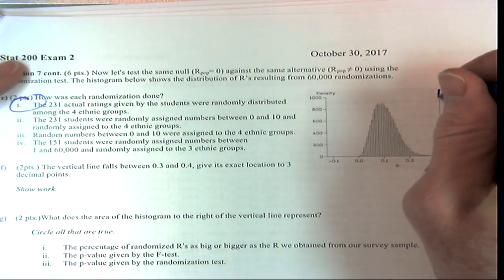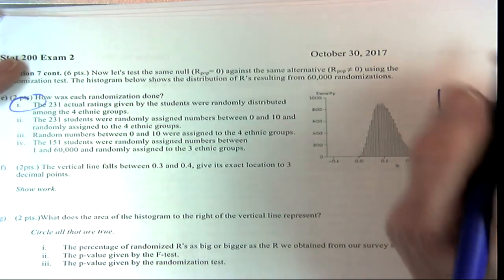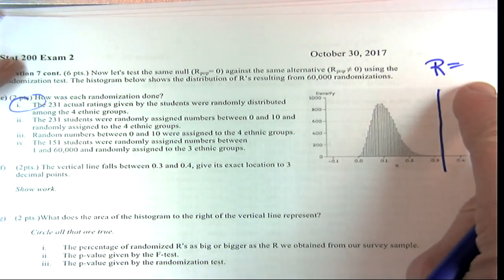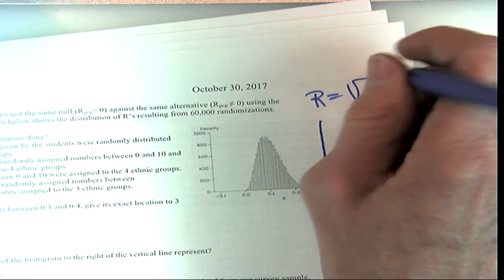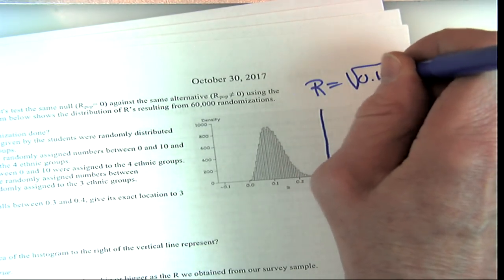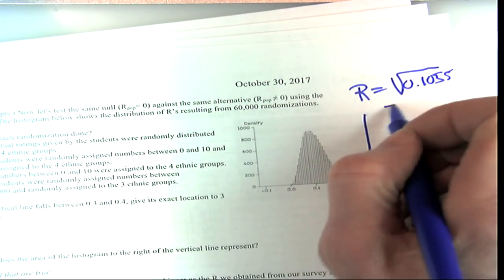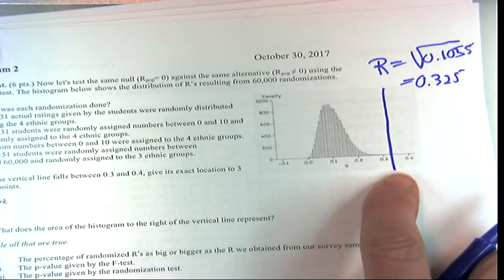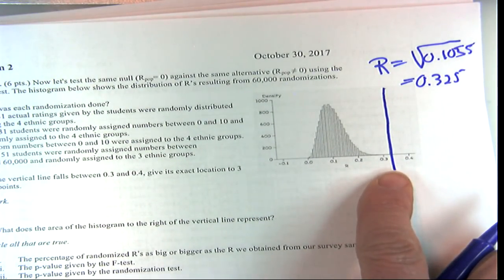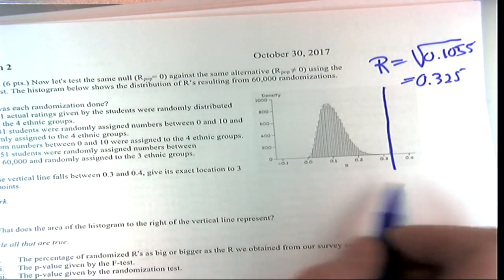Okay, this vertical line is our sample R. So how does it give the location to 3 decimal places? Well, it's nowhere here. We have to look at our sample R. We have R squared, but we don't have R, so we have to take the square root of that. And check, when you do that, that it makes sense. We got 0.325, and that looks good. You did something wrong if it doesn't line up right.